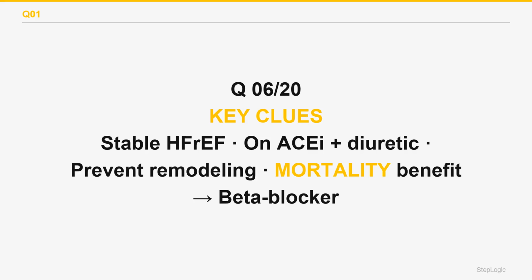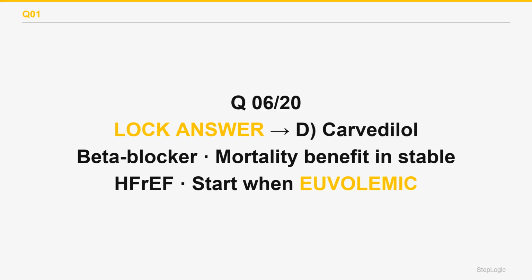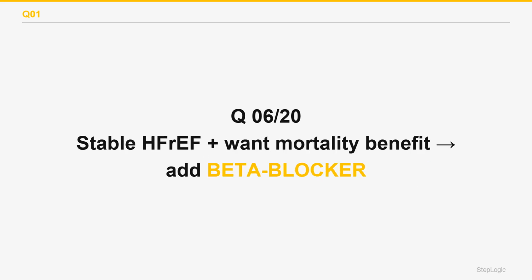The critical rule: start only when the patient is euvolemic and stable, not during acute decompensation, where negative inotropy would worsen the acute episode. Digoxin, choice A, improves symptoms and reduces hospitalizations but has no mortality benefit and a narrow therapeutic index. Nifedipine and amlodipine, negative inotropes, generally avoided in HFrEF. Hydralazine plus nitrate is used as an alternative to ACE-ARB, particularly in Black patients, but is not the next step here.